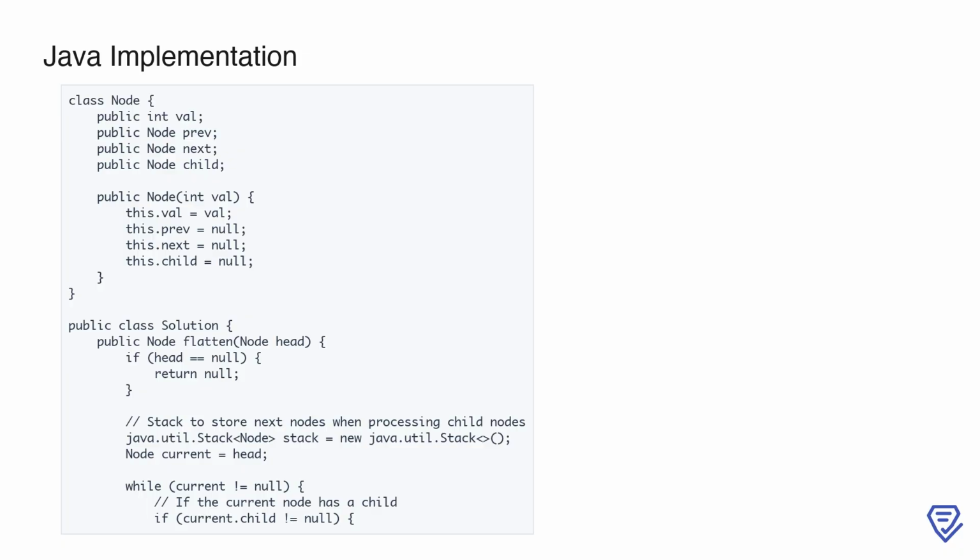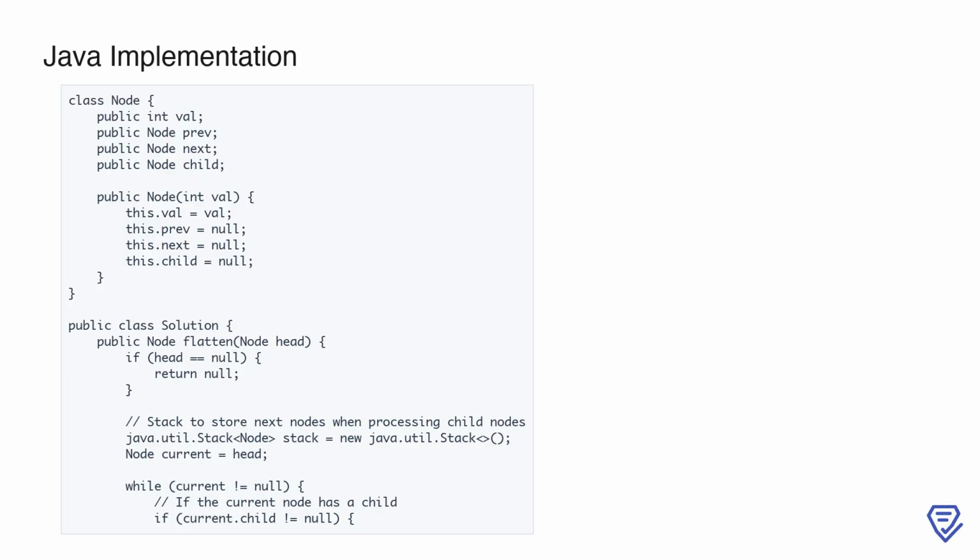list. Each node contains an integer value, a reference to the previous node, a reference to the next node, and an optional child node. The constructor initializes these values, setting the references to null by default. Next, we move on to the solution class, which contains the flatten method. This method is responsible for converting the multilevel doubly linked list into a single-level doubly linked list.